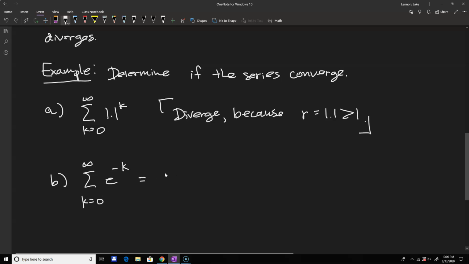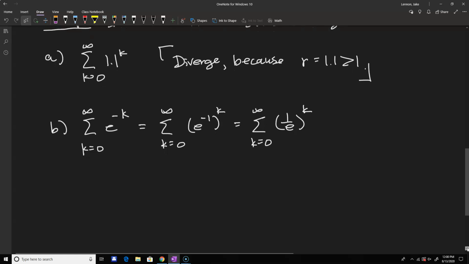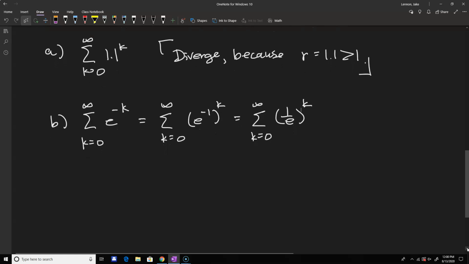Remember, we can rewrite this e to the negative k as e to the negative 1 raised to the k. And remember, e to the negative 1 is just 1 over e. So really, this is the series with a value of r being 1 over e. And because e is about 2.718, 1 over e is going to be less than 1. So we know for a fact that this converges.